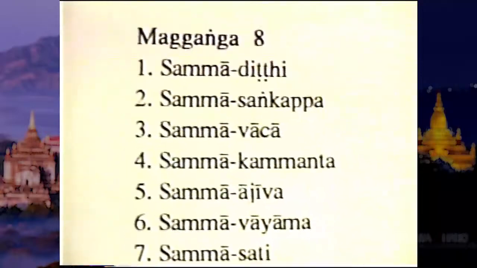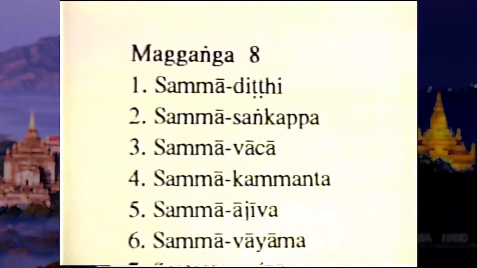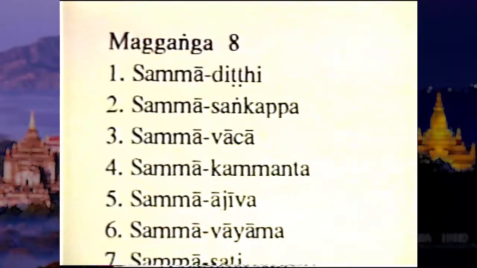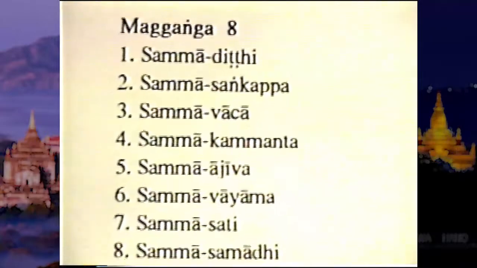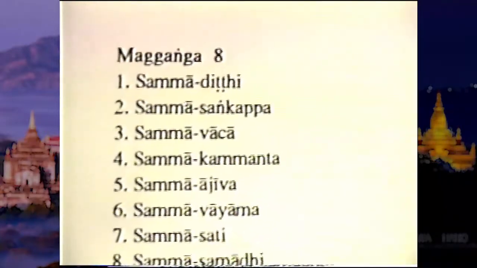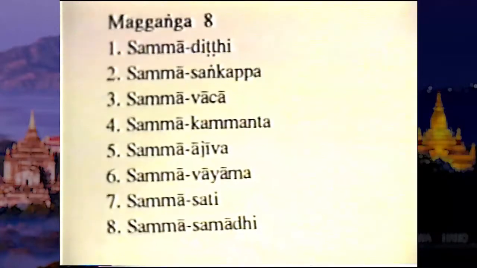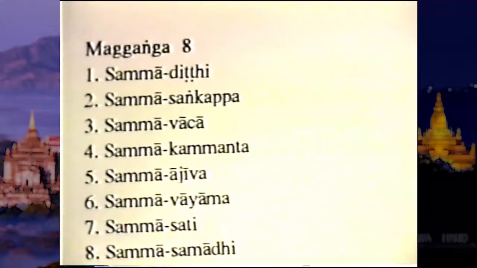Okay, the next group, Magganga, factors of path. So Magga means path. Now in the second section, Magga means just a path to any destination. But here, Magga means path to Nibbana. And these are the constituents, components, or parts of this path. That is why they are called Magganga. So Magga means path and Anga means part, constituent, or maybe members. So they are called path factors. And these eight are all too familiar to you.